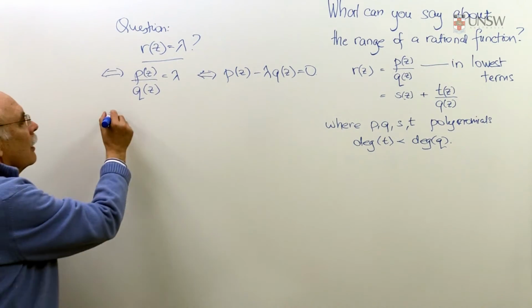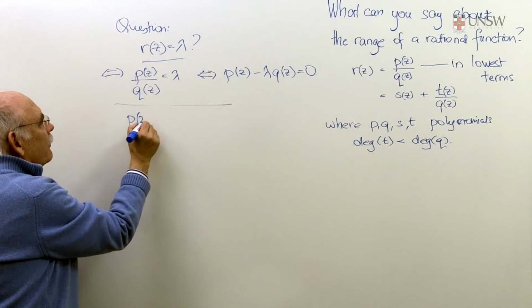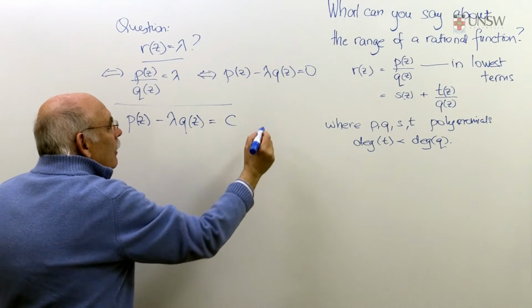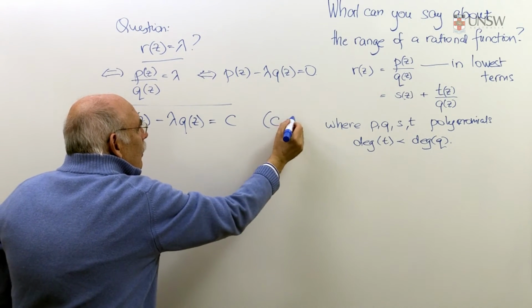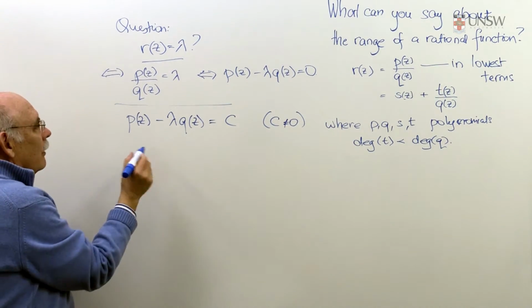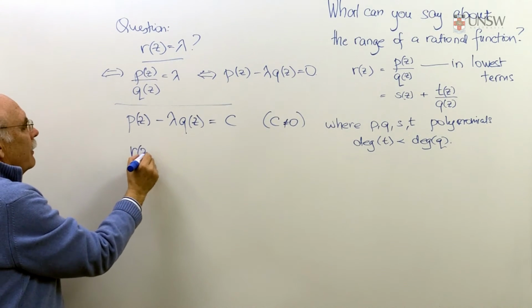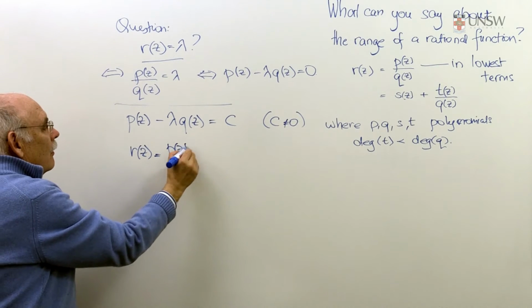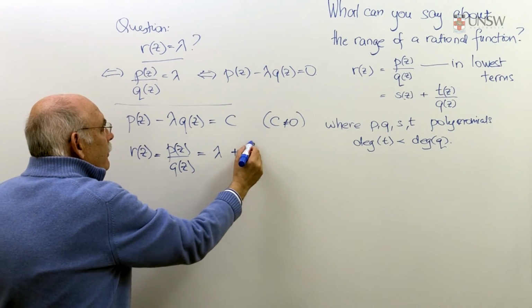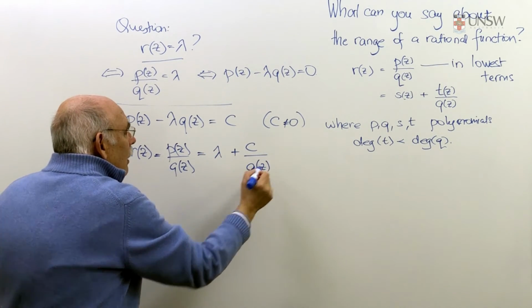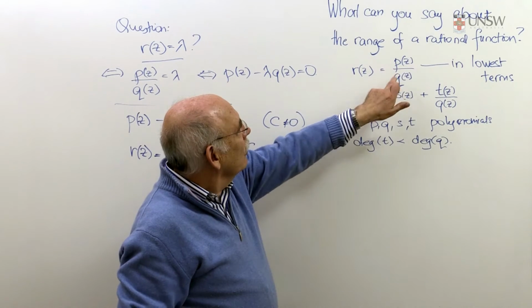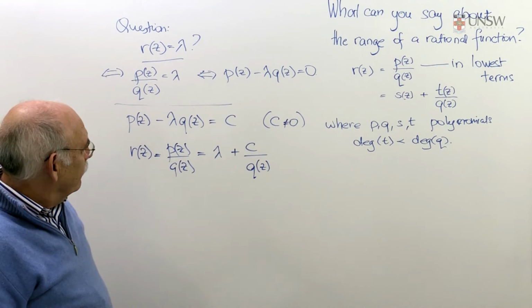So, let us consider p of z minus lambda q of z is equal to a constant c, where c is not equal to 0. In this case, we can write, dividing through by q of z, r of z, which is equal to p of z over q of z, is equal to lambda plus c over q of z. Now, if this is really a rational function, rather than a polynomial, q of z is not constant, so this is not a constant polynomial.